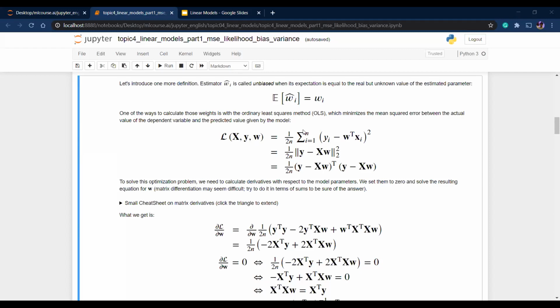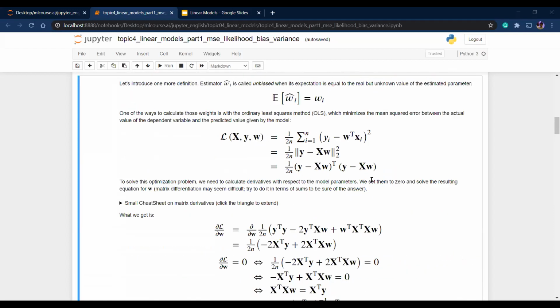So we have the loss function, and you can rewrite it like this, which is nothing but the square of the Frobenius norm or the L2 norm. You can Google this. And if you want to expand this, you can also write it in this way.